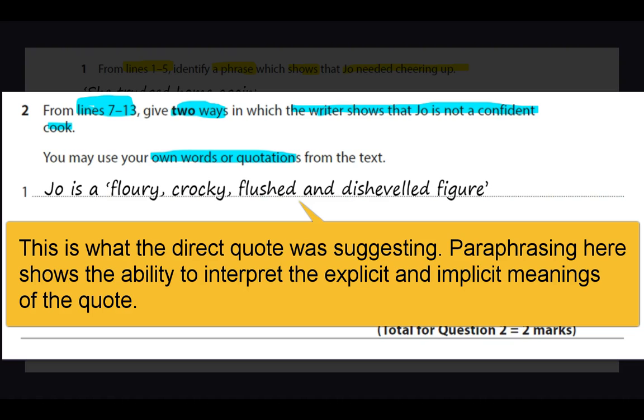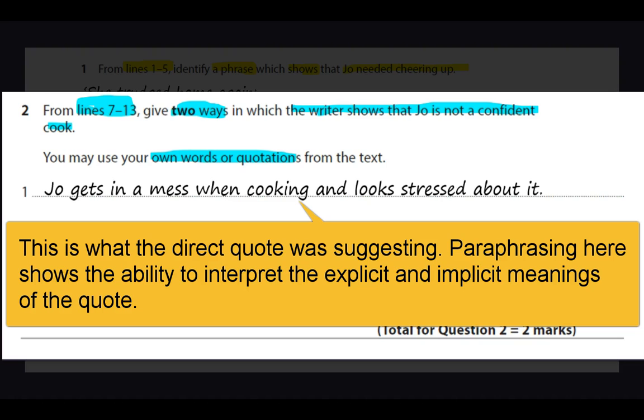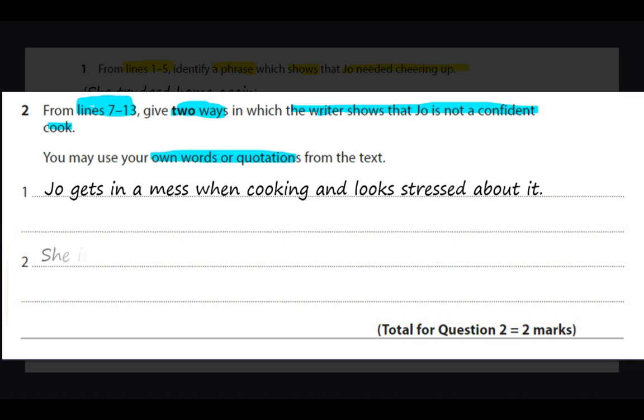So if we look, Joe is a flowery, crocky, so she's covered in flour, she's got all the crocks, all the pots and pans everywhere, so she's messy. She's flushed and dishevelled, so her face is red, she looks in a mess, so she looks like someone that's stressed. So when we've paraphrased that, we've clearly understood what that quotation means, so that would get us a mark.